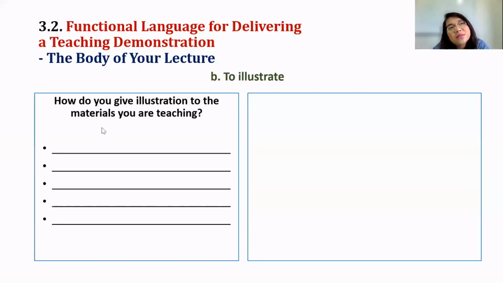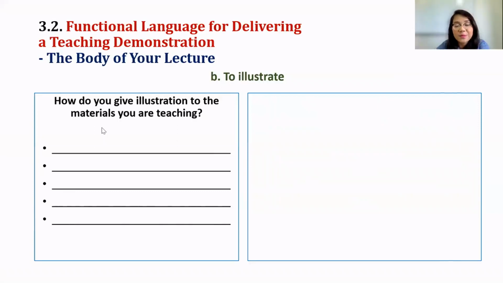Do you give illustration in your teaching? How do you usually do that? Illustration or examples to make your explanation clearer, or you provide a context or a real example of real implementation of your material so that your students won't be confused. Okay, and here are some useful phrases.